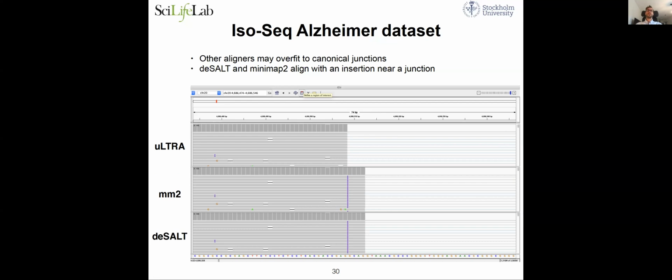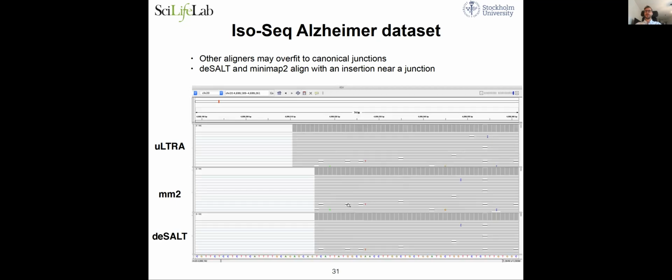And another class of errors is overfitting to canonical splice sites. A canonical splice site usually is a GTAG pattern in the intron, at the start and end of introns. We can see that our aligner stops the alignment here, while the other two aligners try to fit to this GT, immediately downstream in the intron. And they have to introduce an insertion here, which is an A. And then if we look at the downstream part, we instead align it here, while the other aligners fit it to the AG, which is this canonical downstream intron.